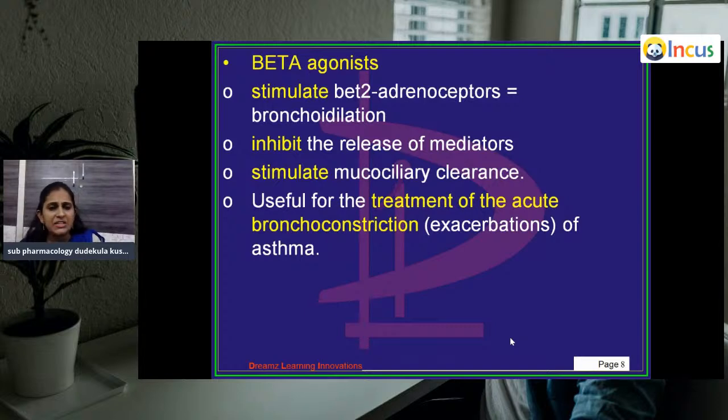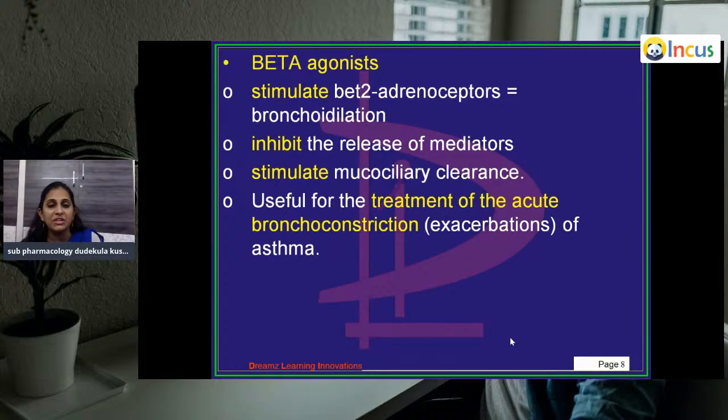It inhibits the release of mediators, and the second effect is that it stimulates mucociliary clearance, which means that mucus production is decreased, or the already formed mucus is completely cleared from the airway cavity. It is mainly used for the treatment of acute exacerbation of asthma.